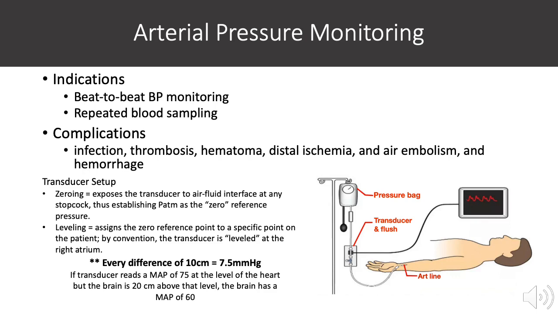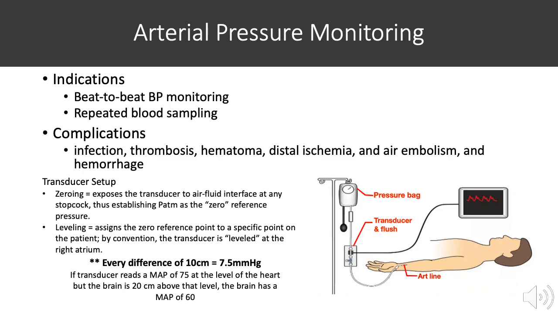Arterial lines are invasive and can be painful for patients during placement. Indications for placing an arterial line include close monitoring of blood pressure, for example when using vasopressor or inotrope medications, and repeated blood sampling, such as arterial blood gas samples. Complications include pain, bleeding, hematoma, infection, thrombosis, and ischemia.